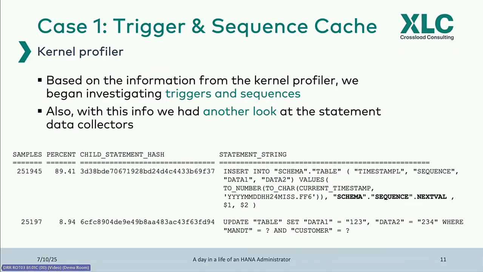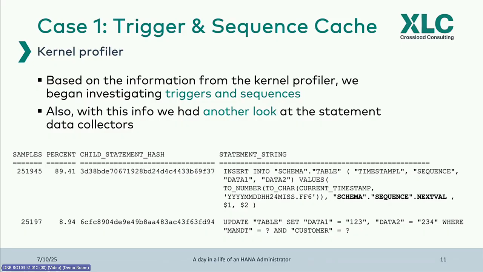And based on the information from the kernel profiler, we began investigating the HANA database triggers and also the HANA database sequences. And with this information, we had another look at the statement data collector. In the statement data collector, there is a part for when a child statement is executed from the root statement. And as you can see, 90% of the statement execution is a database trigger. And this database trigger is using a sequence. You can see this with the function next val.